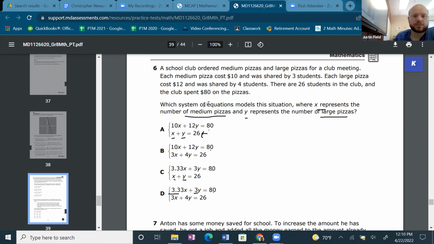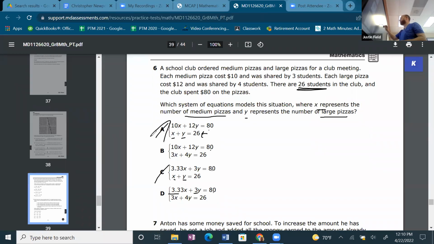I don't think we're going to want that. We have 26 total students, but not 26 total pizzas. So that crosses out A and C. Because X plus Y would be, we know that X represents pizzas, but the 26 represents students. Always look for the word after the number to help you make sense of the problem.